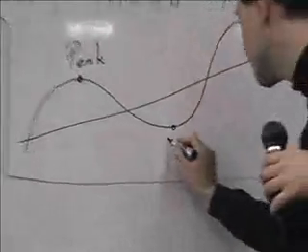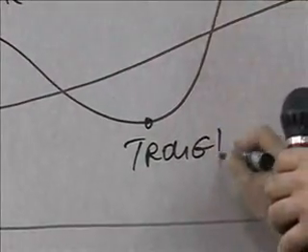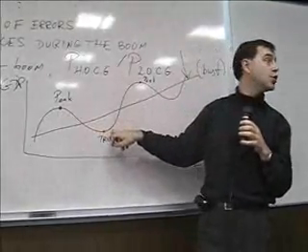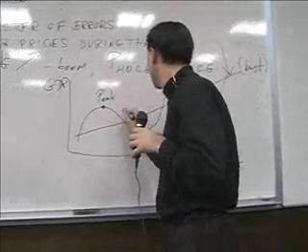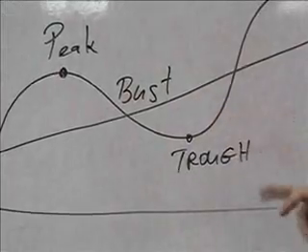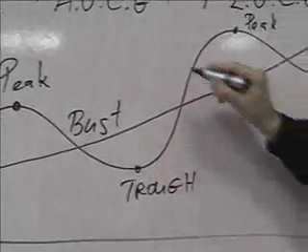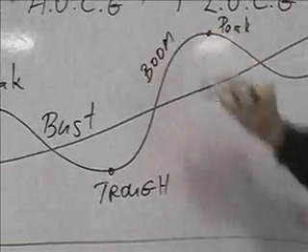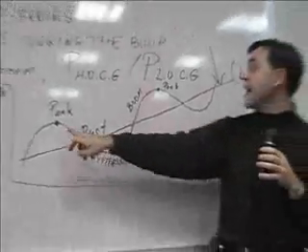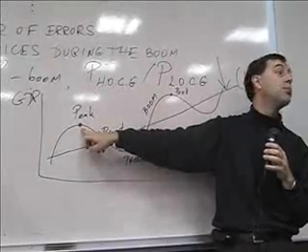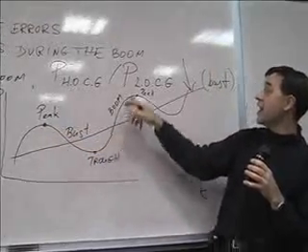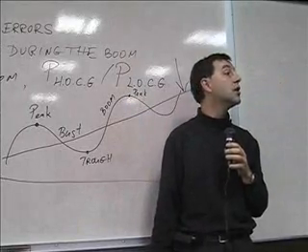So this point is the trough. The segment from the peak to the trough is called the bust. And then the segment from the trough to the peak is called the boom. A different way to think about it is that the downward portion, the portion where the curve goes down, is called the bust, and then the upward portion is called the boom.